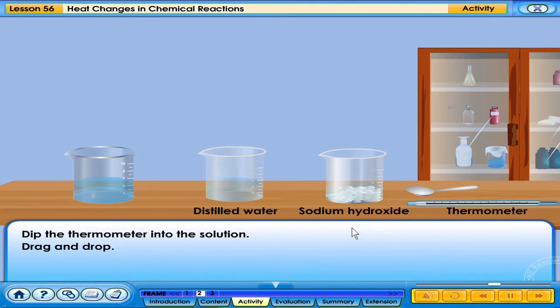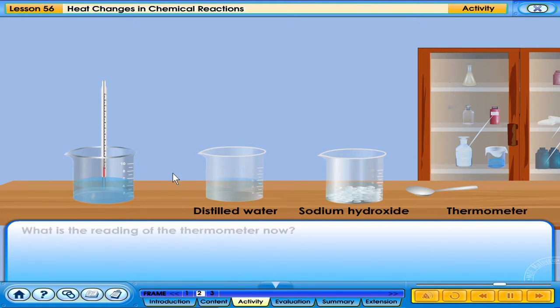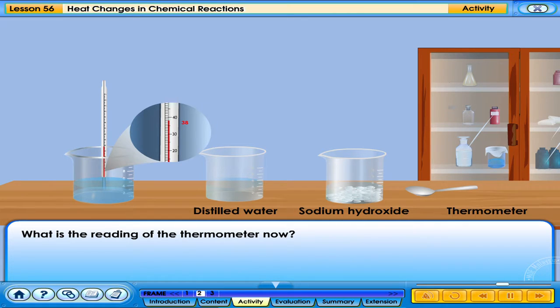Dip the thermometer into the solution. Drag and drop. What is the reading of the thermometer now? The reading is 38 degrees Celsius. This means there is a change in temperature. There is an increase of 8 degrees Celsius.